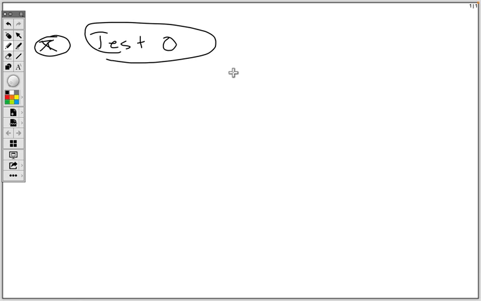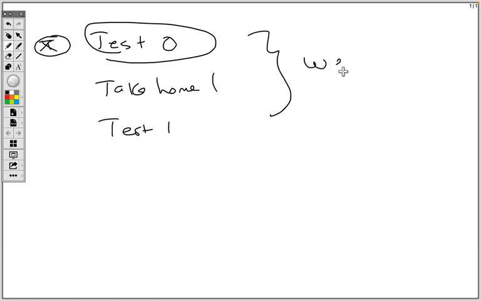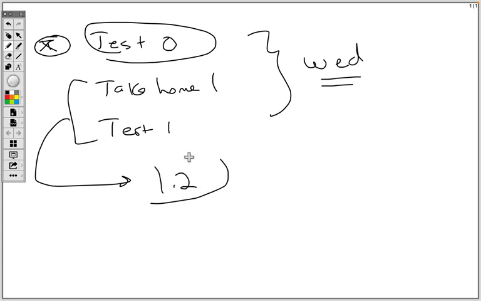And I do want to make a quick remark that you got the test 0, which is basically your background information sheet, take home 1 and test 1. These are all due next Wednesday by the start of class. And take home 1 and test 1 are completely over the section 1.2 stuff, right? So anything that we're doing today is not on these things. You just want to focus on the 1.2 stuff.